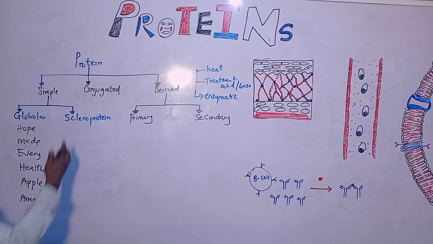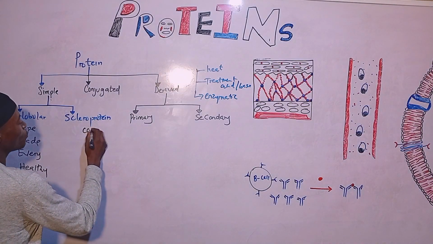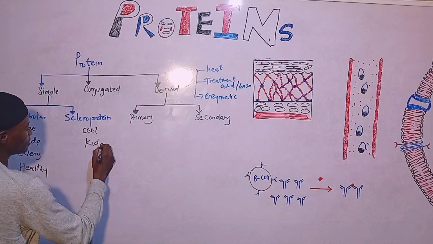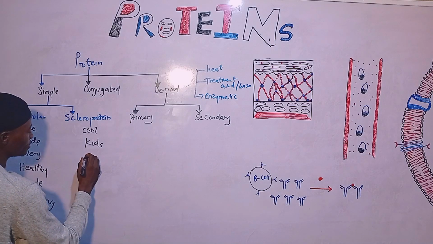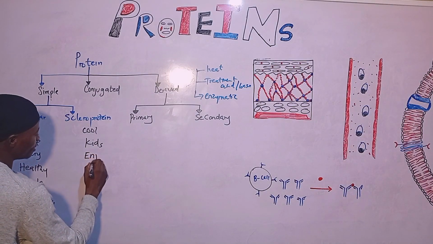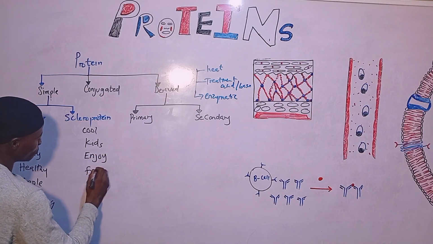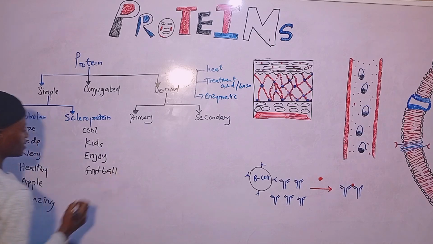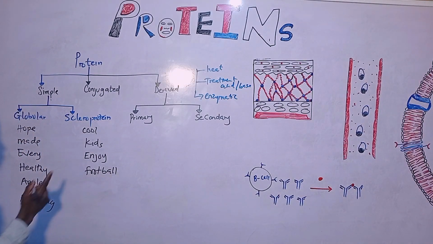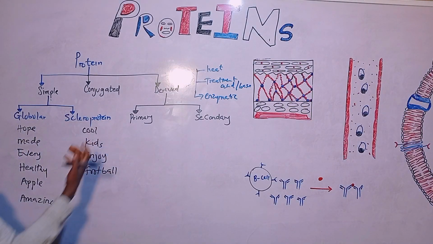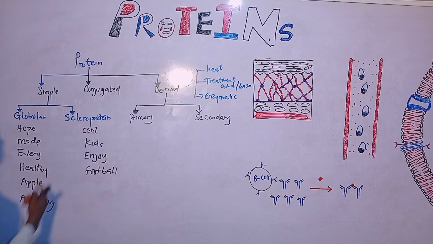Then under scleroprotein, we have "Cool Kids Enjoy Football." Exactly. Cool kids enjoy football. It's making sense. That's just the example for scleroprotein.